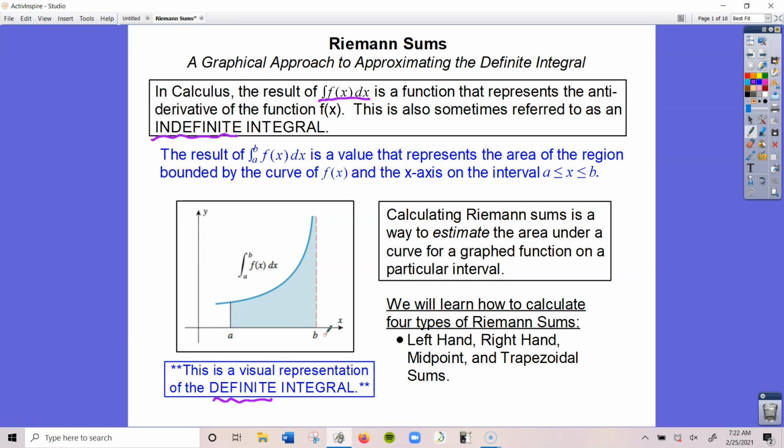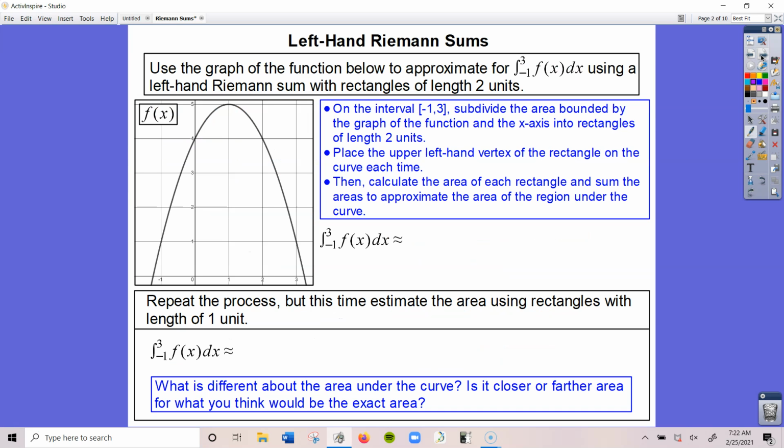Now a Riemann sum is a way that we use to estimate the area that is underneath the curve. We will learn how to calculate four types of Riemann sums today: a left-hand sum, a right-hand sum, a midpoint, and a trapezoidal sum. So let's look at left-hand sums.